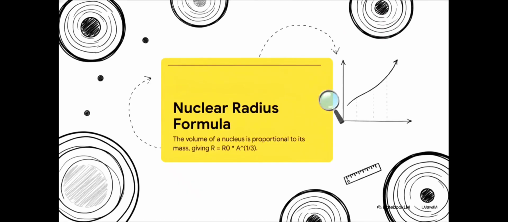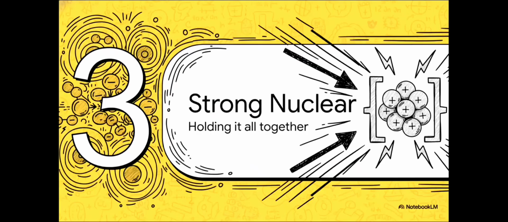And we can actually map out the physical size of this heavy core using the nuclear radius formula. It's R equals R sub 0 times A to the power of 1/3. This simple equation just tells us that the volume of a nucleus is directly proportional to its mass. As you add mass, represented by A, the nucleus grows. And it's governed by that tiny constant of proportionality, R sub 0, which sits at roughly 1.2 femtometers. Just to put that in perspective, a femtometer is a quadrillionth of a meter. It's unbelievably small. Which brings us to Section 3, the strong nuclear force, holding it all together.